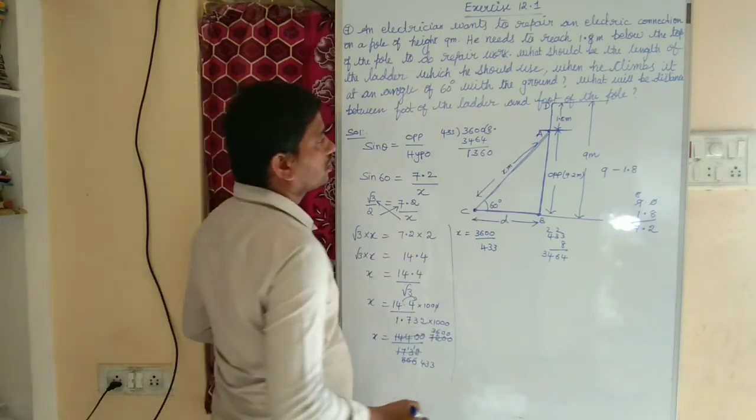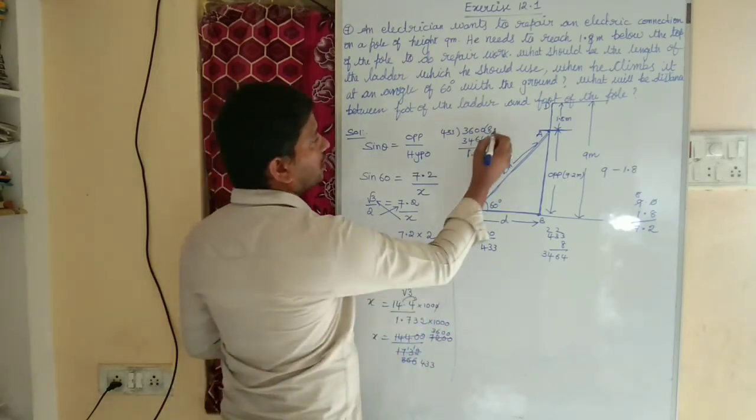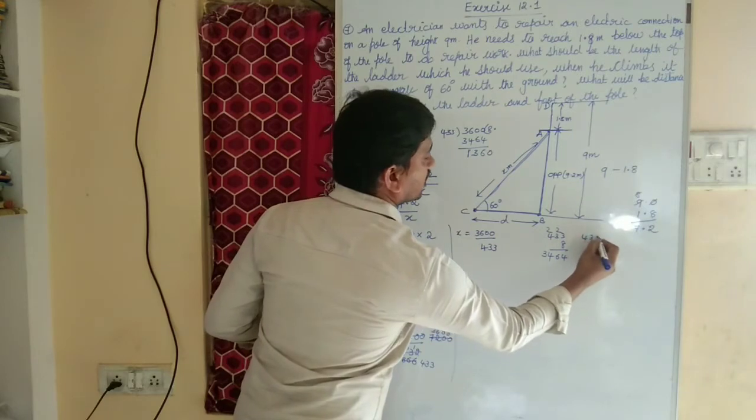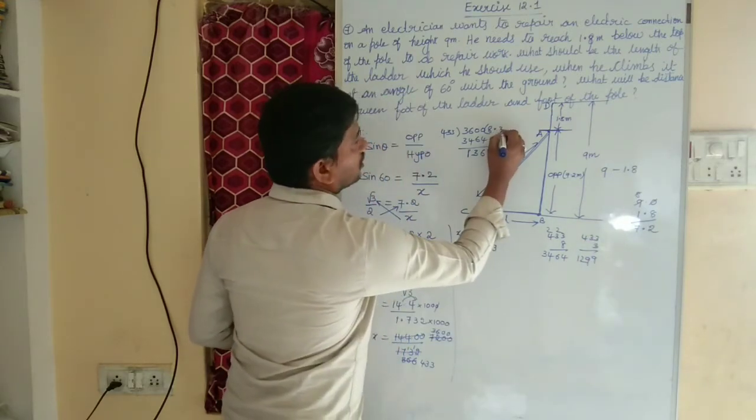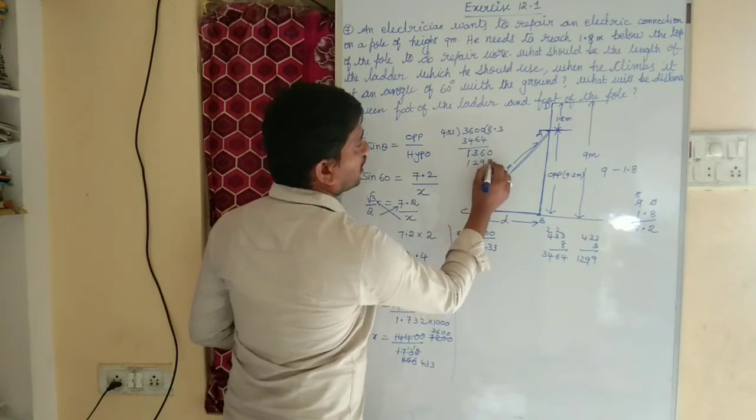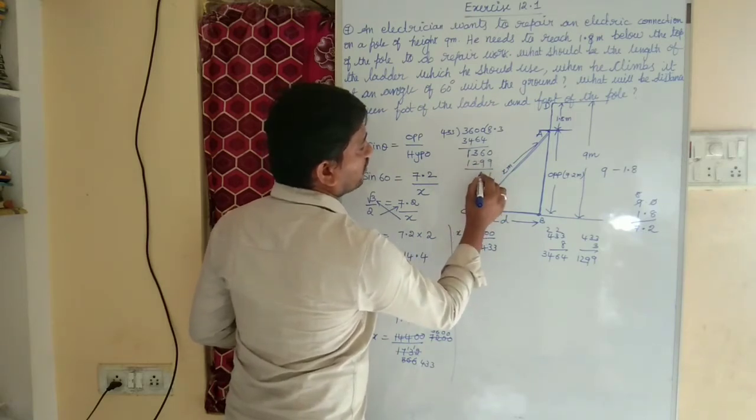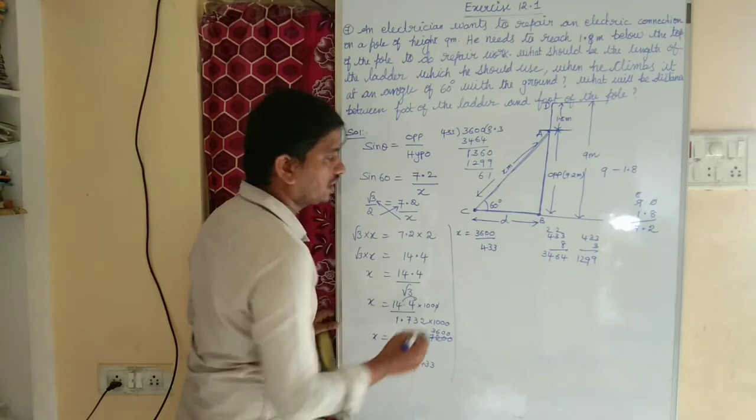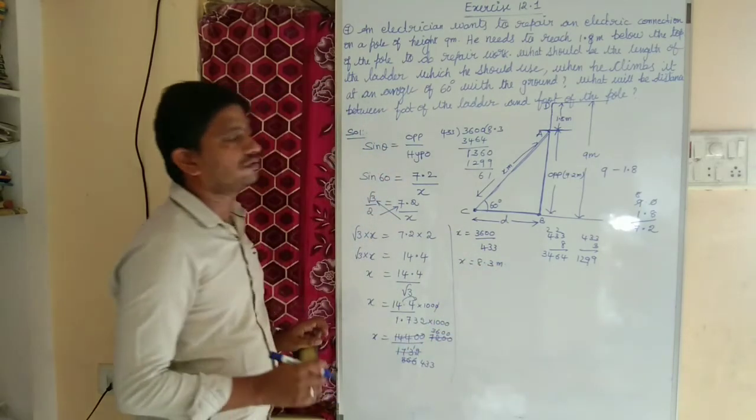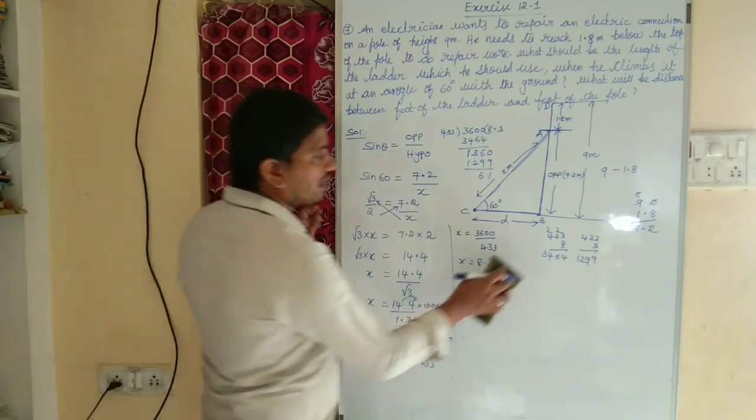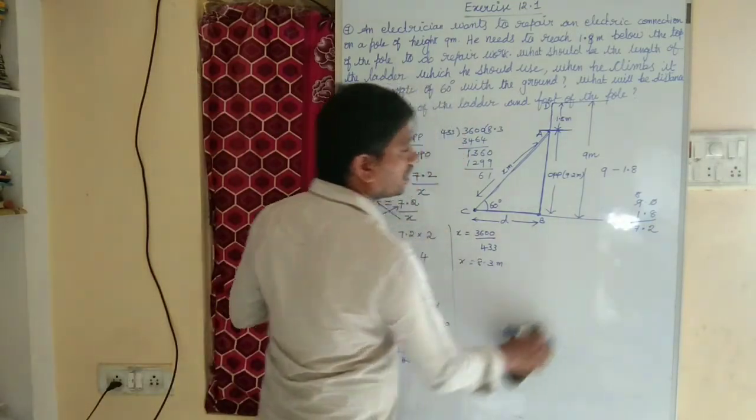Or else let us check with 3. 433 into 3. 3 3 is 9, 3 3 is 9, 3 4 is 12, 3 times 1299, 15 minus 9 is 6. So nearly 8.3 meters. Right? What is the length of the ladder? Length of the ladder is x is equal to 8.3 meters.